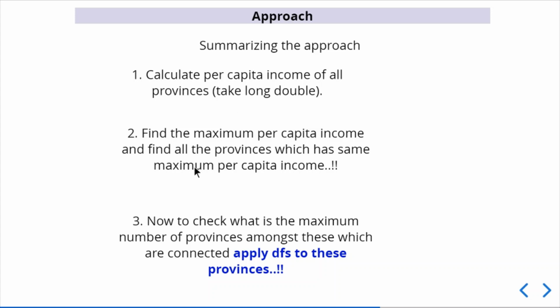Now the third condition for the chef was that there must be a possible way amongst these states, right? So it might be possible that some of the provinces are not connected to other provinces, right?